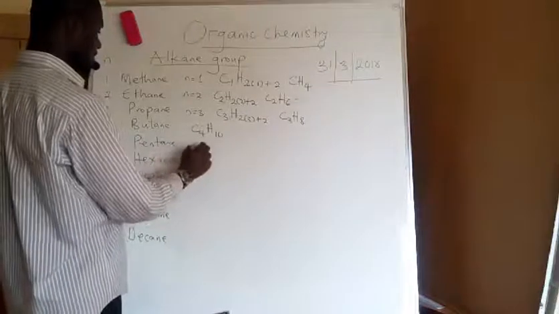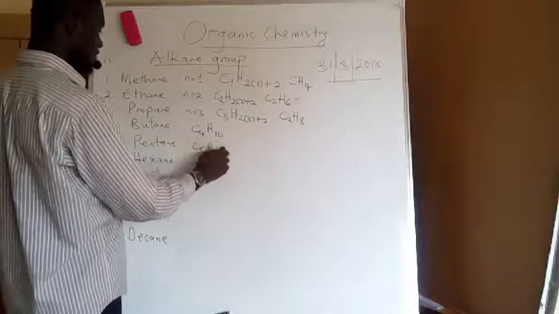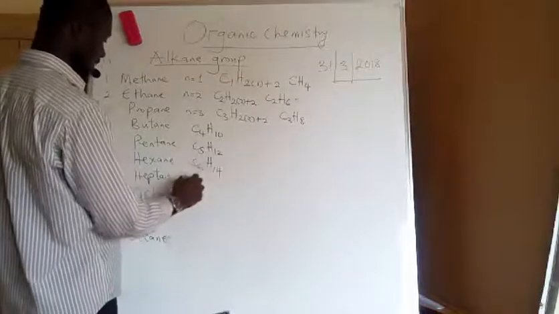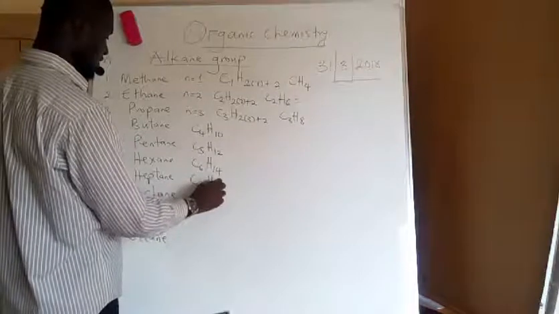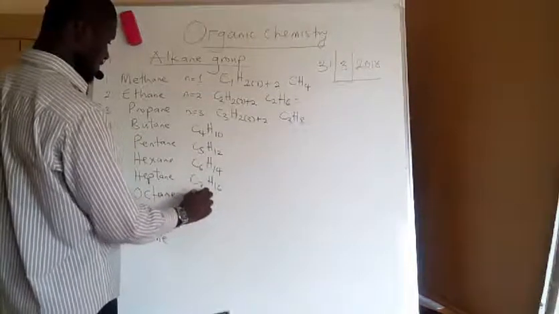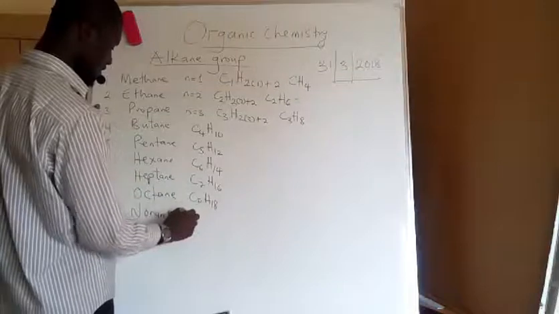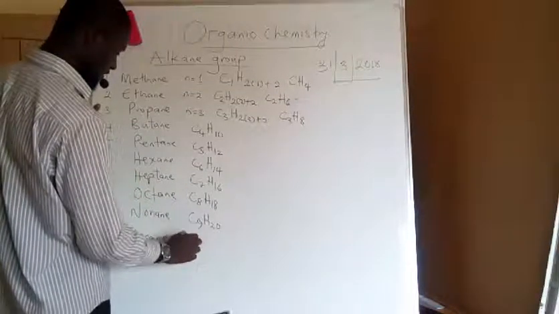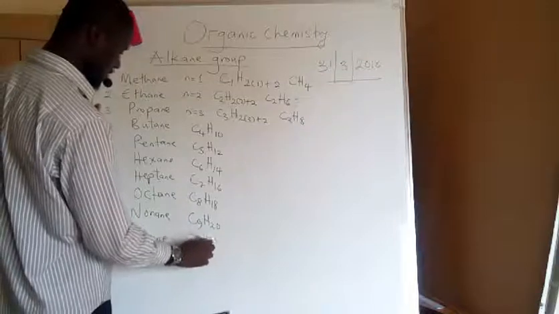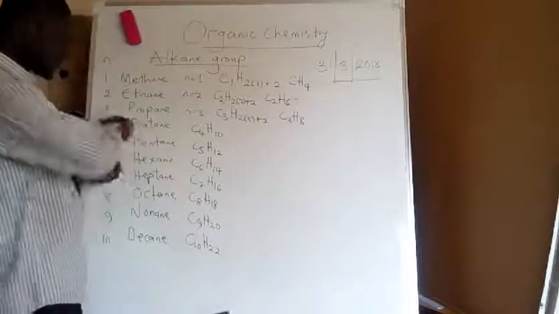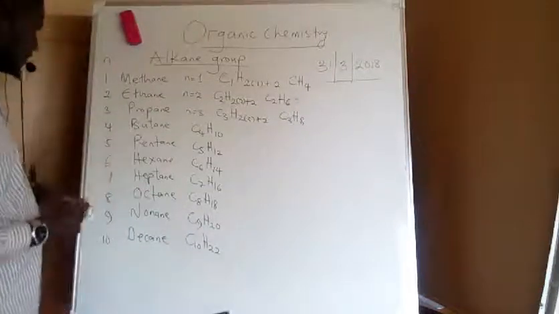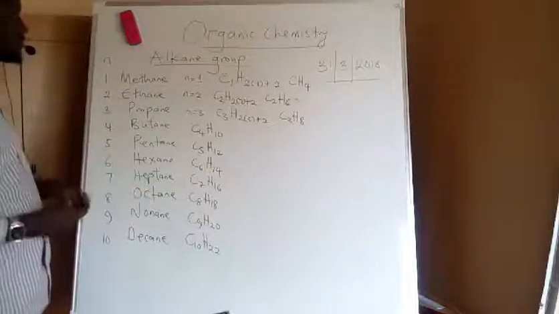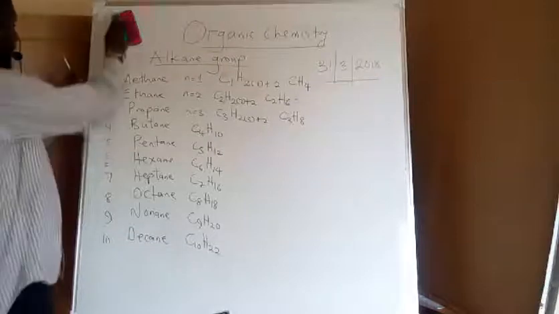This will give me C5H12, C6H14, C7H16, C8H18, C9H20, and C10H22. So this is how I calculate the molecular formula of each compound using the general molecular formula for alkanes.